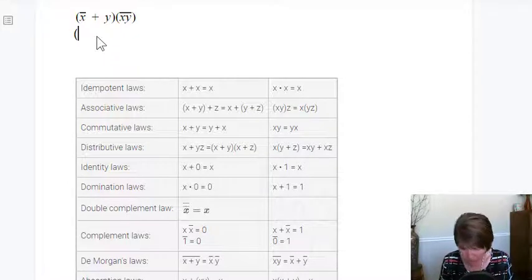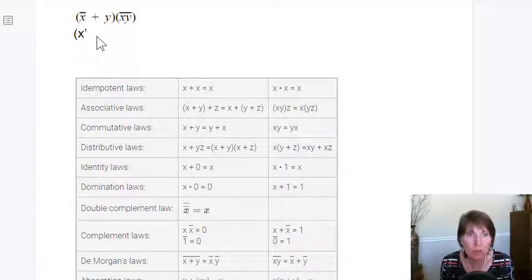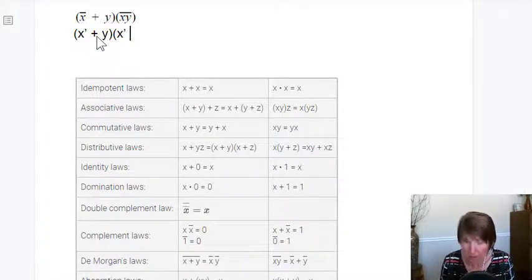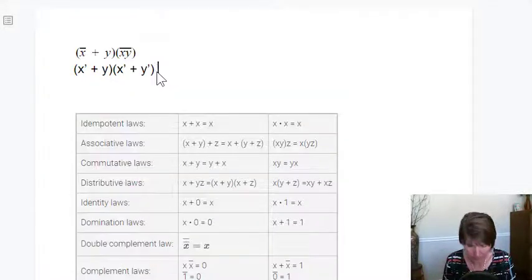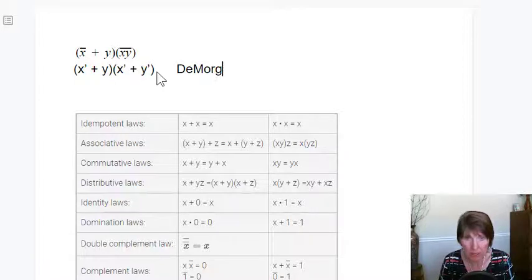Now I'm going to start using the single quote for the complement. So this one's going to stay the same, and I'm going to just apply De Morgan's law, which means now it is the complement of x, and then it changes to addition and the complement of y. So the complement of x plus the complement of y, and that's De Morgan's law. So I'll just type that right there.